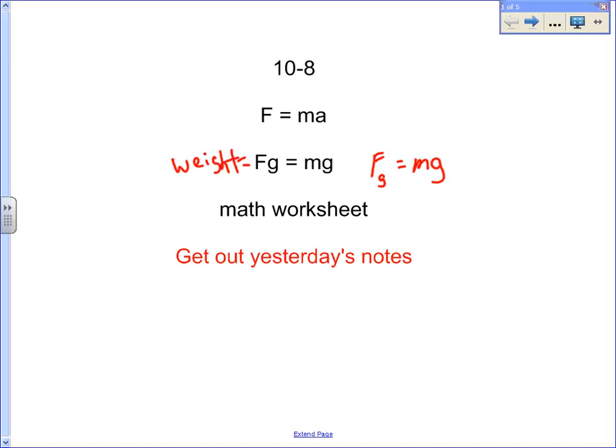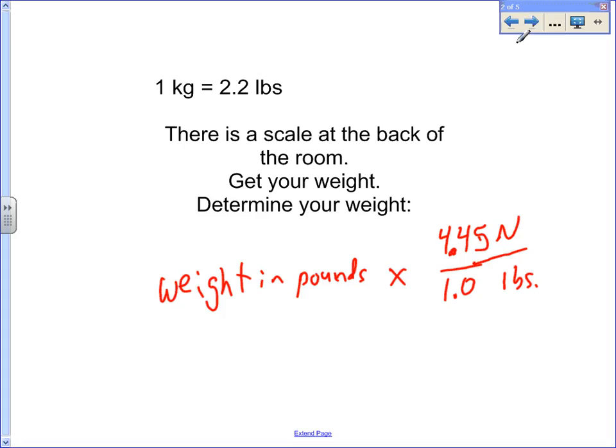Weight is the force of gravity. So that's F with a little g. All right, and then force equals mass times acceleration. What we'd usually say is net force. And the way you'll usually see that is we'll say F with a small net at the bottom. All right, so that's kind of our background if you've been missing some classes.